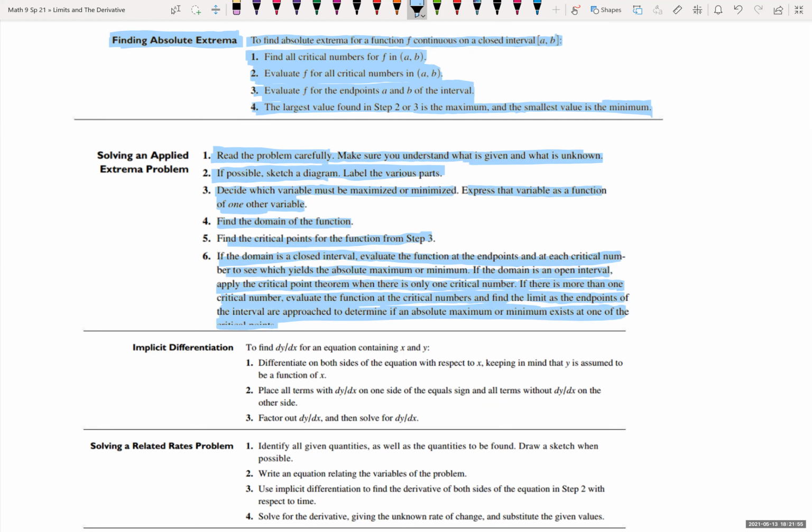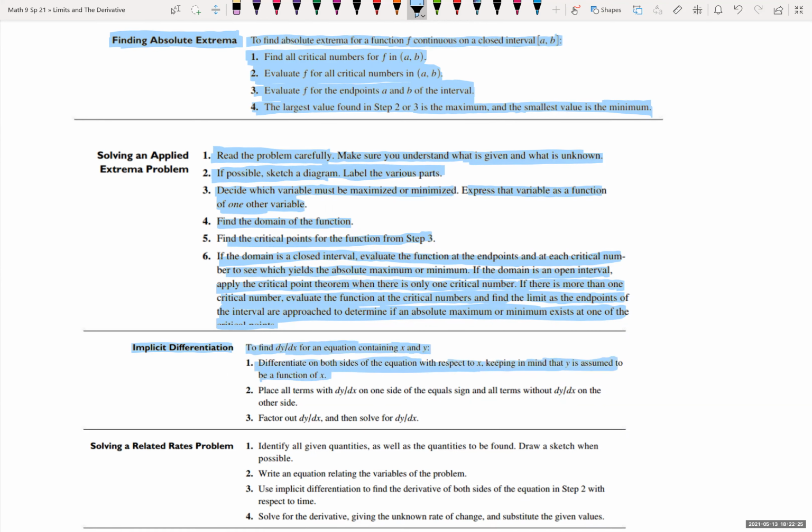We then looked at implicit differentiation. This is where we had an implicit equation with x and y on both sides of the equation, and we differentiated both sides. We then could find dy/dx. To find dy/dx for an equation containing x and y, you differentiate both sides of the equation with respect to x, keeping in mind that y is assumed to be a function of x.